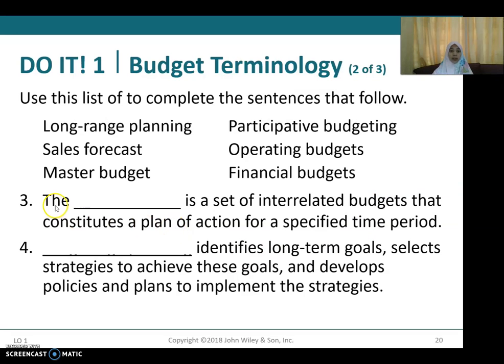Okay, and then the third one is, what is it? Is a set of interrelated budgets that constitutes a plan of action for a specified time period. So of course, the answer would be your master budget. Okay, what about this one? Identifies long-term goals, selects strategies to achieve these goals, and develops policies and plans to implement the strategies. So that would be your long-range planning, because you look into the long-term goals, and then you develop policies and implement to achieve the strategies.